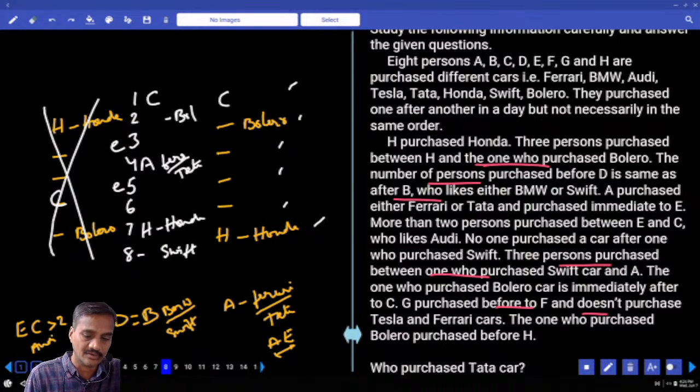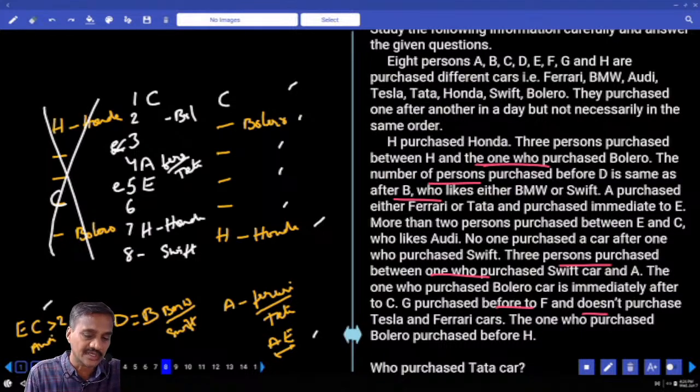Then now A and E are adjacent to each other. A is either Ferrari or this one. And between E and C there must be more than 2. E cannot be here, E is here. Now A and E are adjacent to each other. As E is here, we are left with the remaining G and F. G is before this F, isn't it?